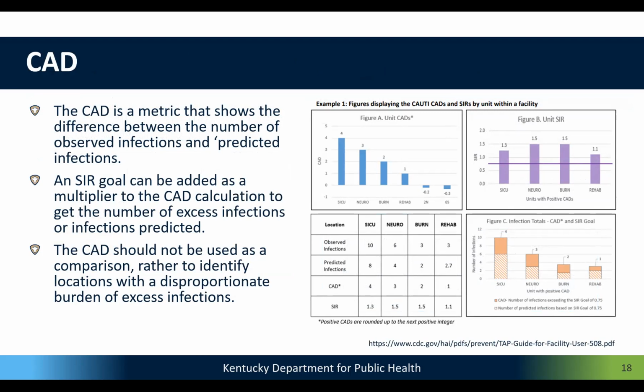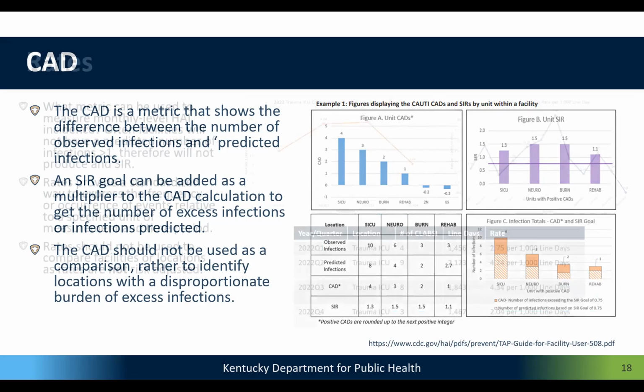The SIR goal can also be added as a multiplier to the CAD calculation. This helps us determine the number of excess infections, or infections that would need to be reduced to meet our specific SIR goal. This is a way to quantify the impact of our infection prevention efforts in relation to the goal that we have set.